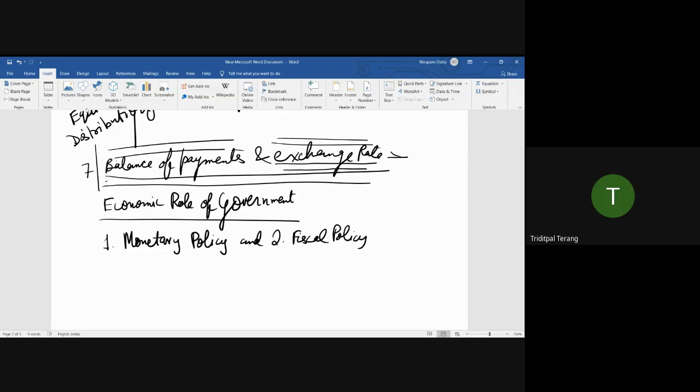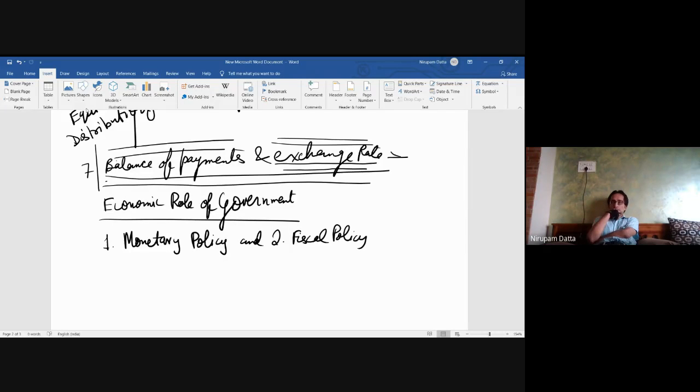Same thing, like same. Or the reserve requirement. So the money supply reduces. So by using all these instruments through the central bank, in our case the Reserve Bank of India, the government can determine the monetary policy of the economy.